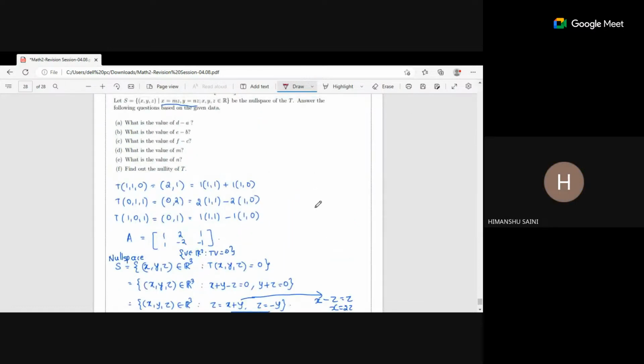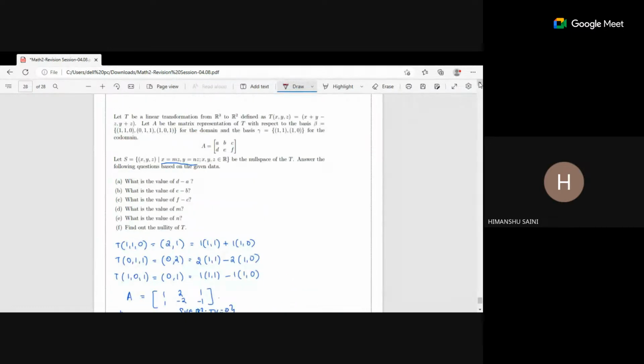Ma'am, the question was: we have been given the transformation equation, but suppose we don't have the transformation equation, we just have this matrix. Then how can we find the null space? In that case, what you need to do is find the transformation first of all and then do the null space. The transformation is also given and the matrix is also given. Now how can we find the null space? That was our question.